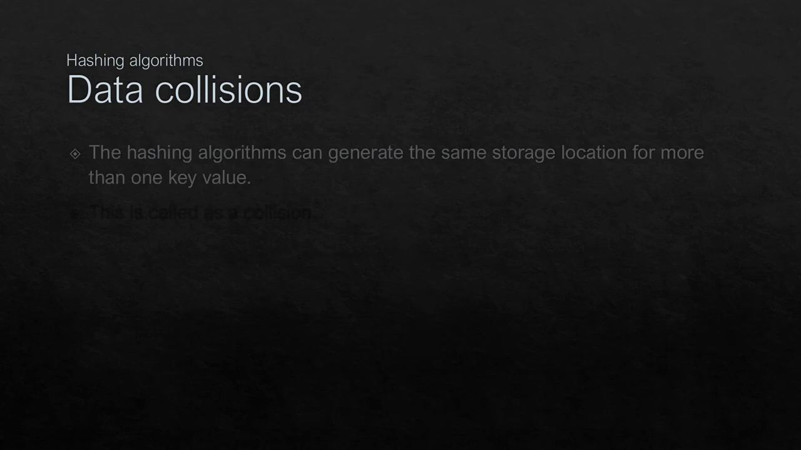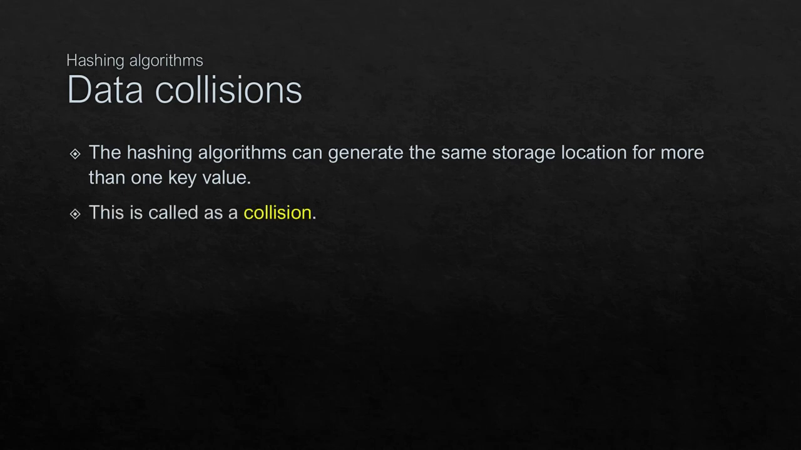Now the problem with this is it can generate things called data collisions. A data collision is where the hashing algorithm generates the same location for multiple records. So if we give it, say, one of 5 keys, in every situation it will generate exactly the same storage location, and clearly we can only have one piece of data in each location, so that gives us a bit of a problem. When that happens, we get a data collision.